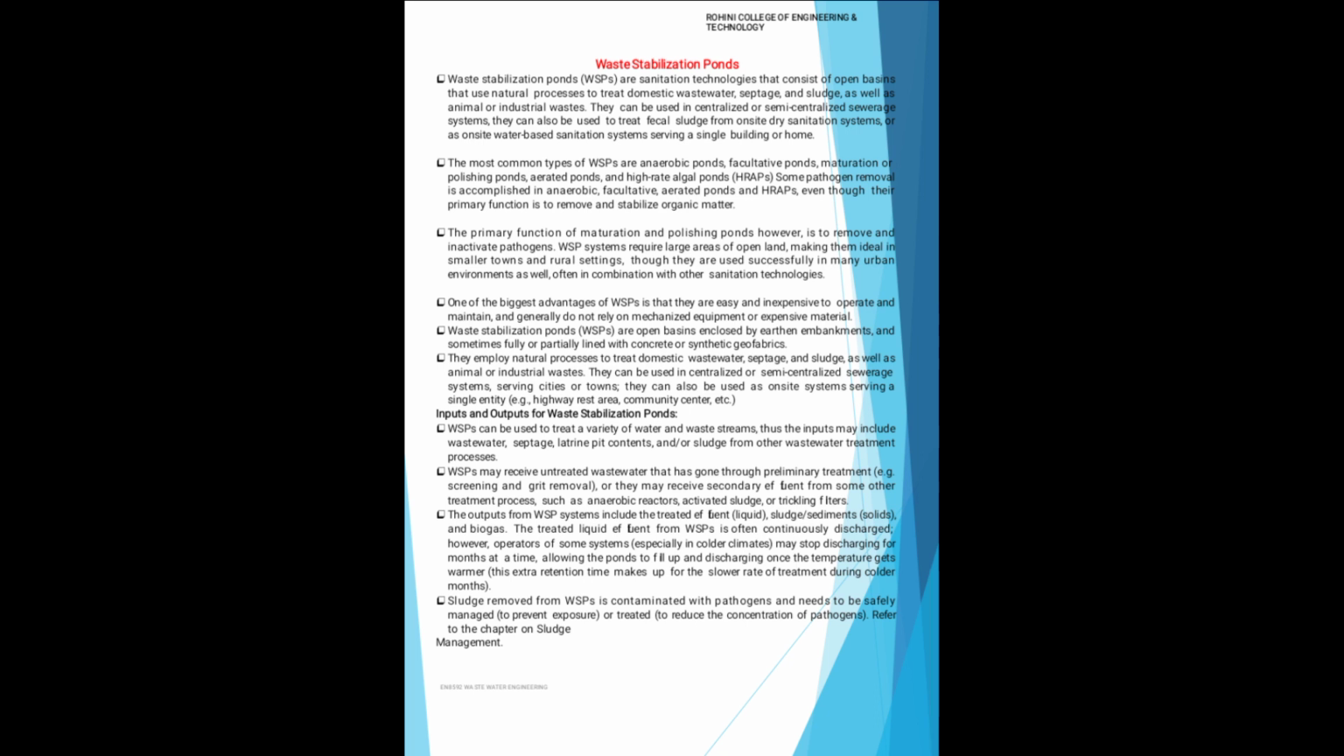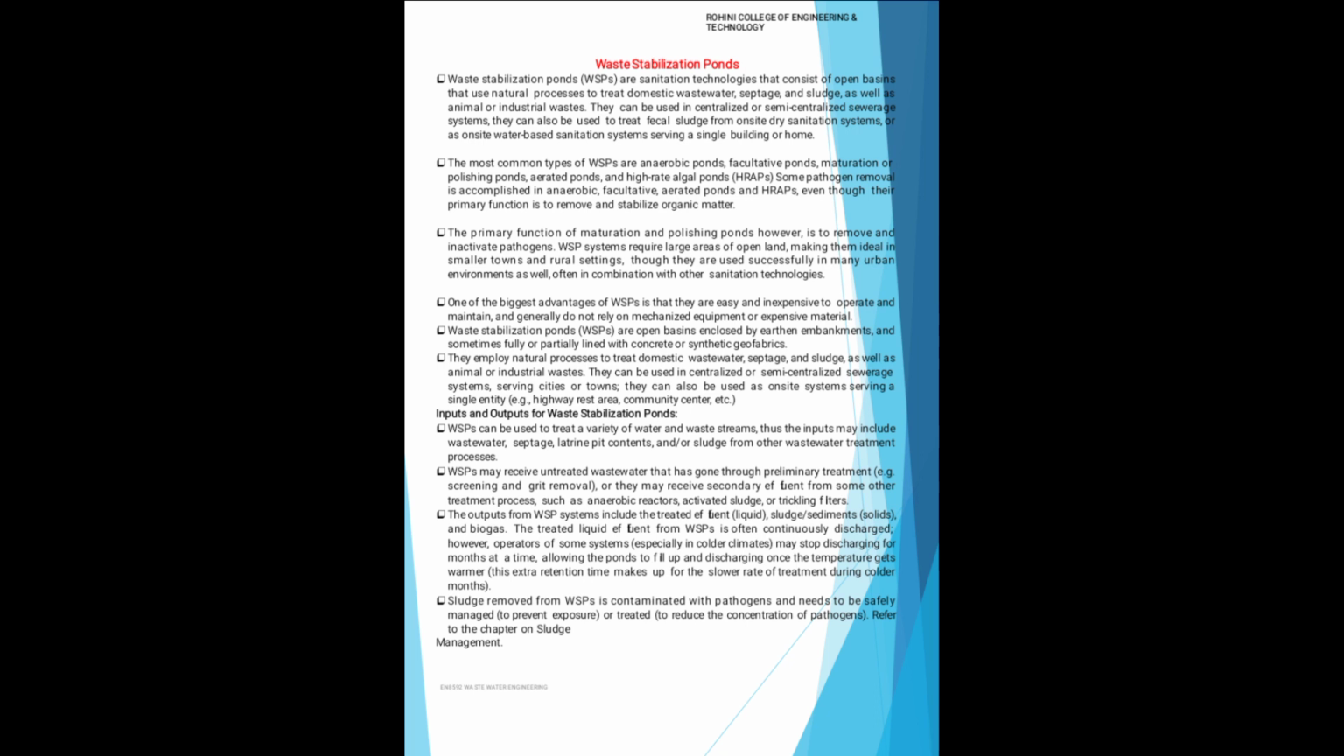Inputs and outputs for waste stabilization ponds. Waste stabilization ponds can be used to treat a variety of water and waste streams. Thus, the inputs may include wastewater, septage, latrine contents, and or sludge from other wastewater treatment processes. Waste stabilization ponds may receive untreated wastewater that has gone through preliminary treatment, or they may receive secondary effluent from some other treatment process, such as anaerobic reactors, activated sludge, or trickling filter.